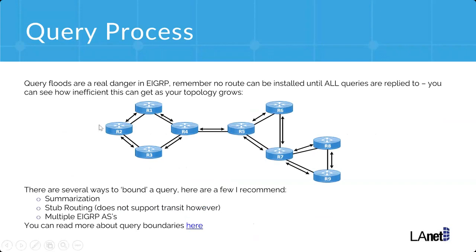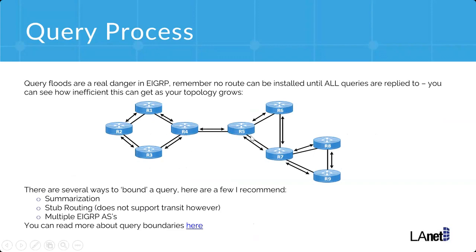When R2 detects that loss, it sends out queries. Let's say it didn't have a feasible successor, so it sends out queries. Those queries bounce everywhere. It's trying to get a path to R1, right? But that query, because it's a broadcaster, basically it's a distance vector like behavior. Those queries are pervasive. They go everywhere.